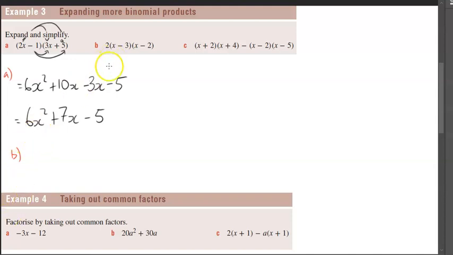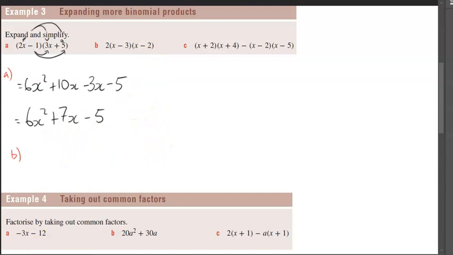B, we have 2(x minus 3)(x minus 2). Now there are different ways that you can approach this. You can either distribute the 2 out to this and then multiply that out, or you can distribute this out first and then multiply the 2. I like to do the latter first. That way we don't have to deal with complicated multiplications. We do this one in here and then distribute that 2 out accordingly.